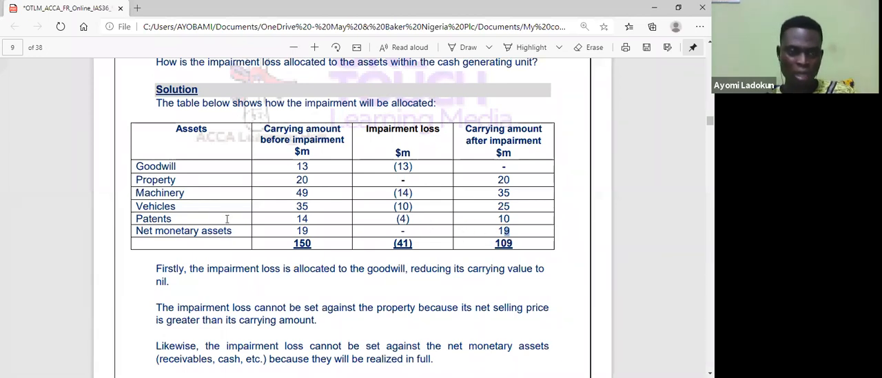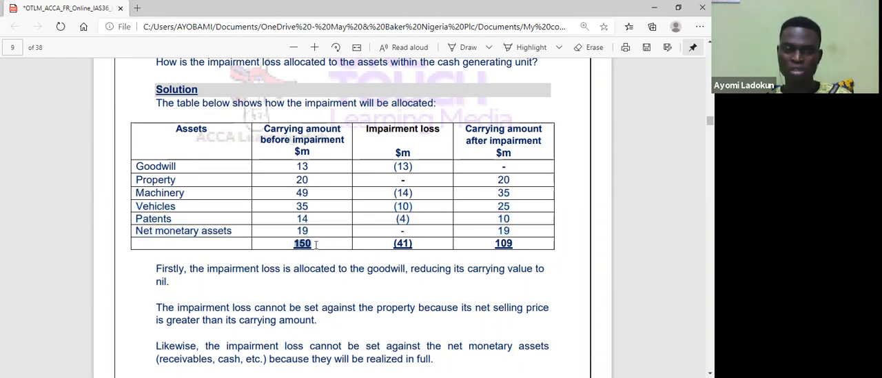So you now pick this machinery. This is 49, 35, 14. Add it together, that should give me 98. So I'll say 49 over 98 multiplied by 28. How do I get that 28? I only allocated 13 out of 41. When I do the computation, I have 14. Then 35 over 98 multiplied by 28, I have 10. Then 14 over 98 multiplied by 28, I have 4. So when I remove it, I have this figure.